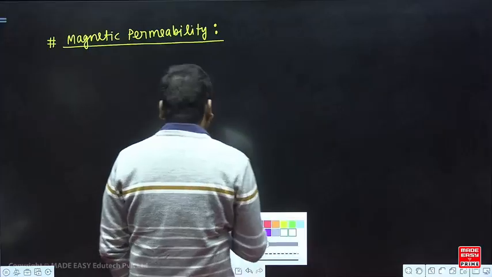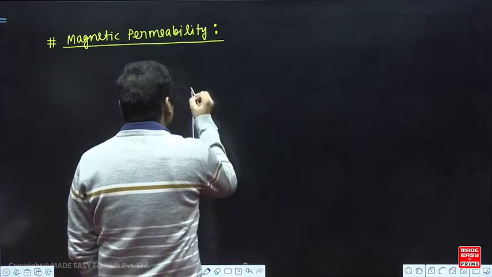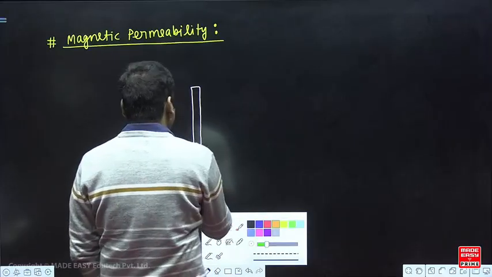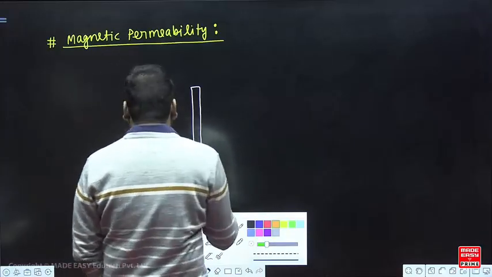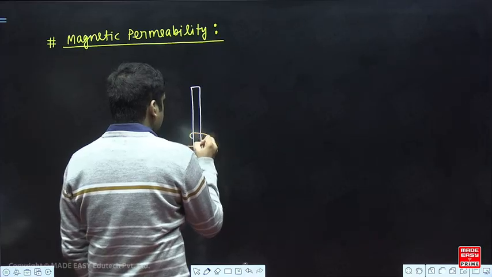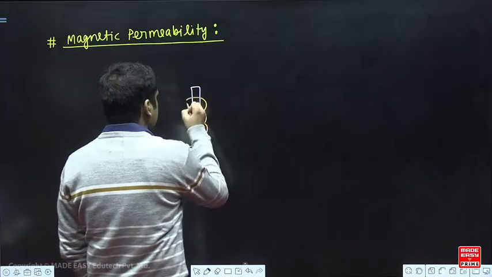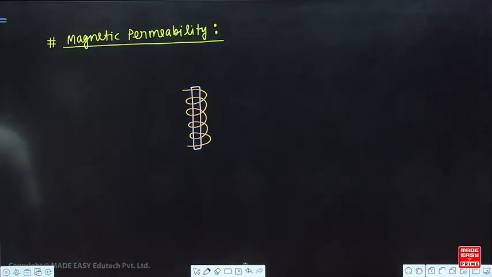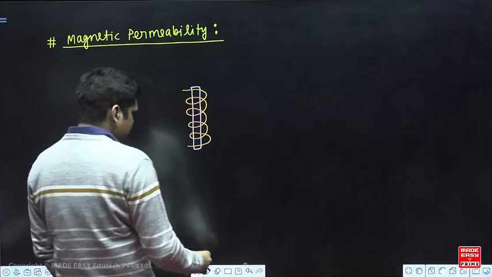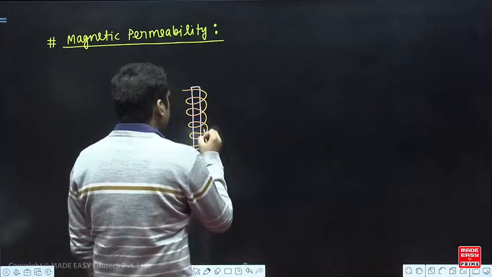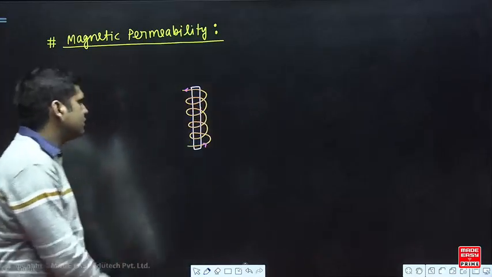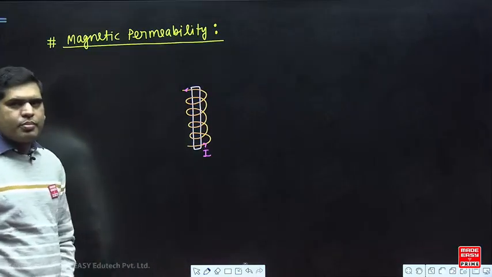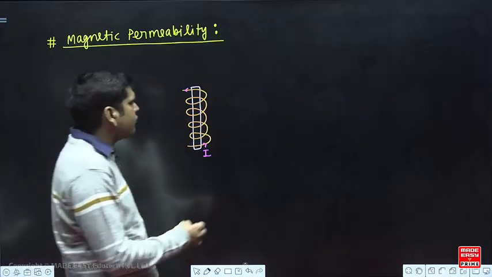Suppose we have a material like this, and we are winding wires on this material. The wires are wound like this in the coil form. Basically, we are making a solenoid, right? So here a current is flowing in this material, and let us suppose there are N number of turns.